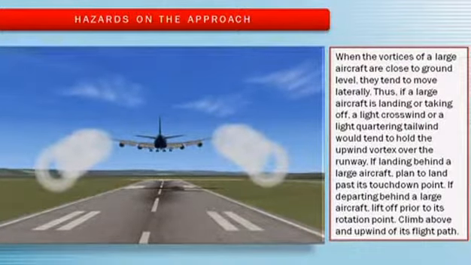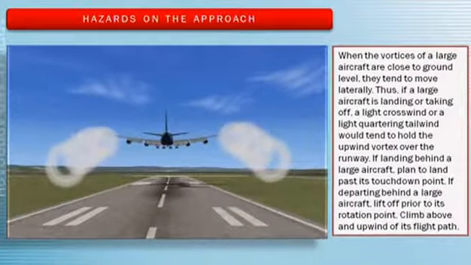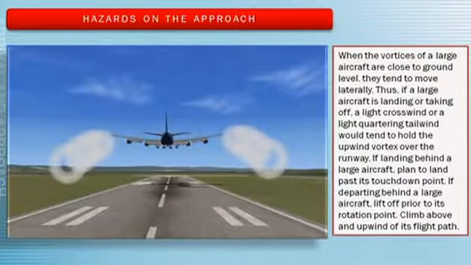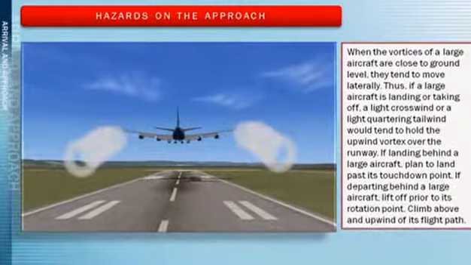This means if you break out on an approach and see a jet landing further ahead of you, plan to land past the jet's point of touchdown to avoid any vortices. Taking off, you want to lift off prior to the departing aircraft's point of rotation.